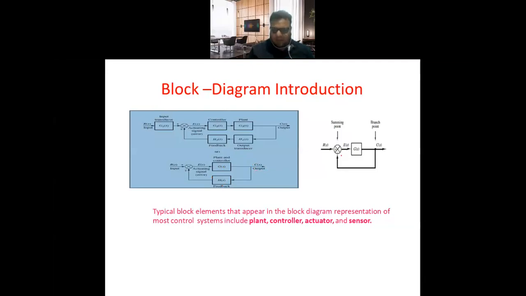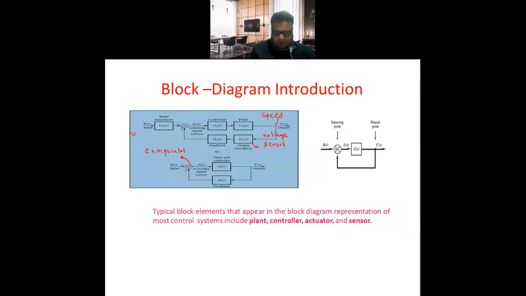Here there are some essential points to notice. This point is called the summing point, where there is a comparison between the input and the output. So this point is also called the comparator. The output transducer is usually in the form of a sensor. What it does is convert the output into the form of the input. Suppose at the output we are getting speed; we need to convert this to voltage, so that it can then be compared with your input.